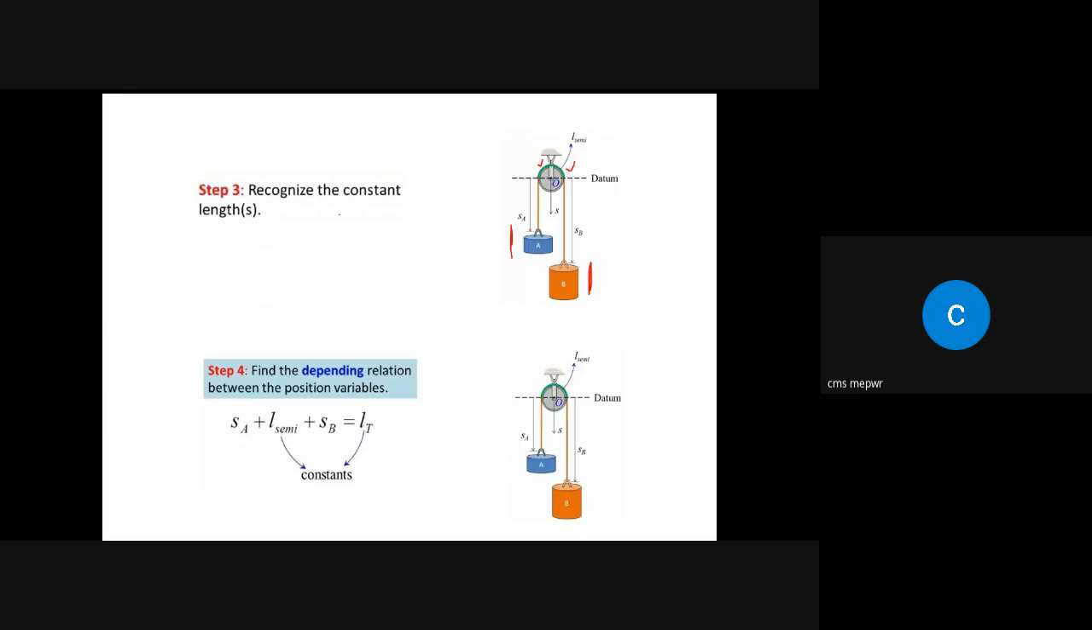In step 4, we need to find some relationship between the distances, or the relationship between the motion of the objects. So step 4 is finding the dependent relation between the position variables. The positive variable in this case is taken as positive downward.